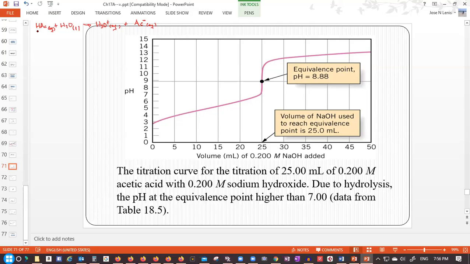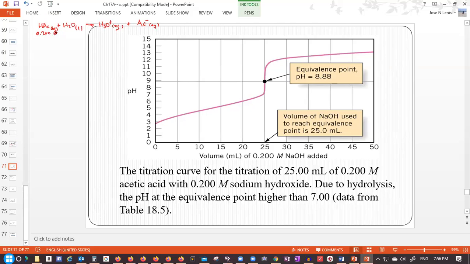We said the initial concentration is 0.200 molar. And we know the Ka for this weak acid, you can remember, is 1.8 times 10 to the negative 5. So you have that in the flask initially. You add, it says here, 25 mL of the acetic acid solution with that concentration, 0.200 molar.